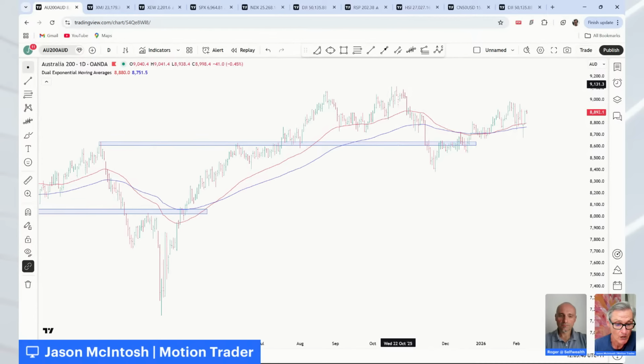Maybe that could happen over the next couple of months, and it's not something I'm suggesting is going to happen in the next couple of days. But if we can become established above the averages, that can be the springboard to a test of those highs.